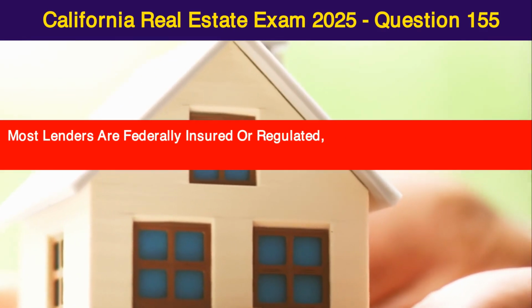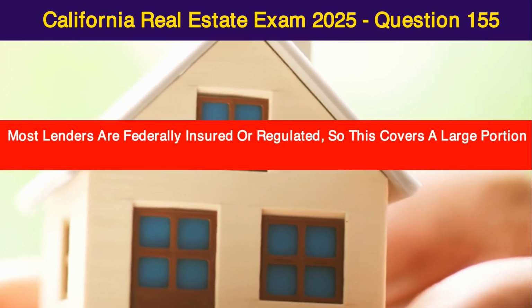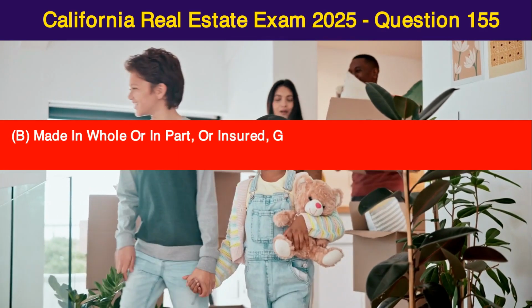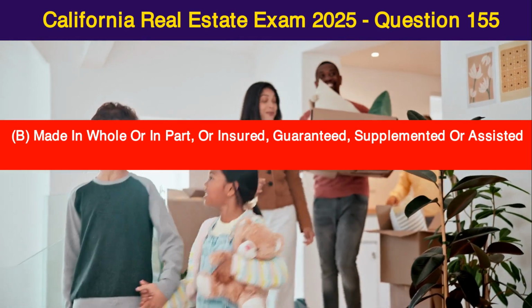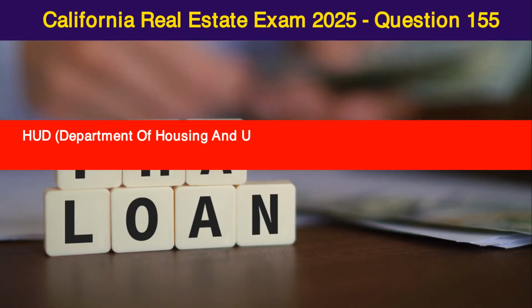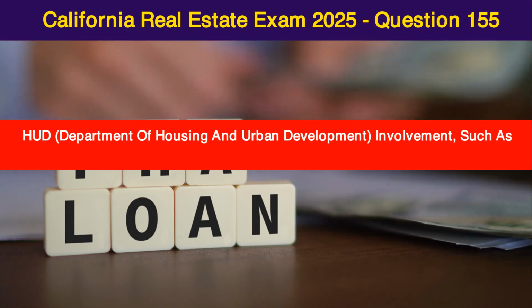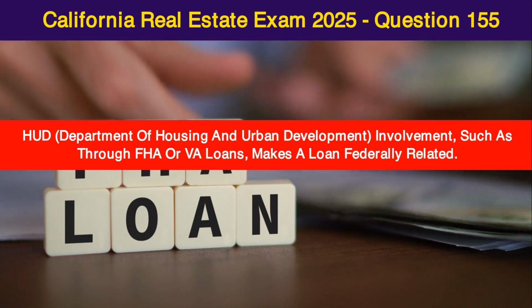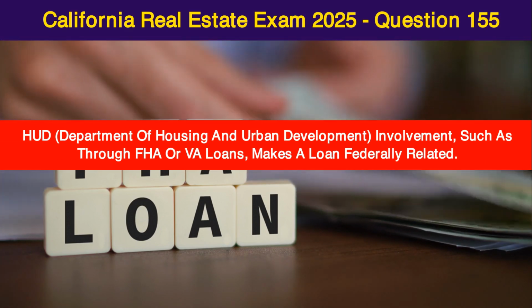Most lenders are federally insured or regulated, so this covers a large portion of mortgage loans. B. Made in whole or in part, or insured, guaranteed, supplemented or assisted by HUD. HUD, Department of Housing and Urban Development, involvement, such as through FHA or VA loans, makes a loan federally related.